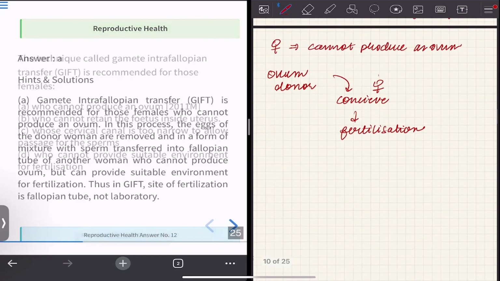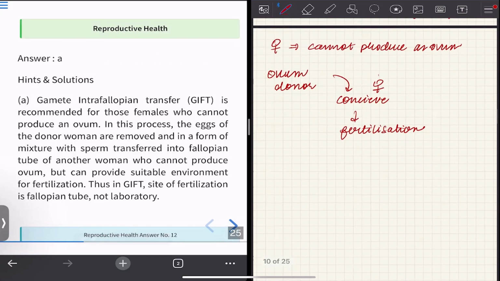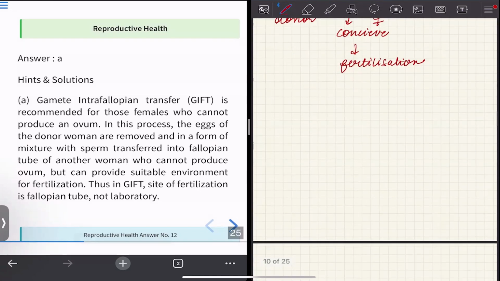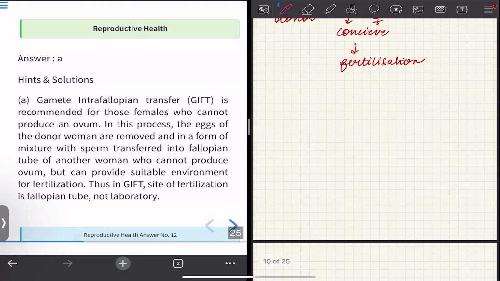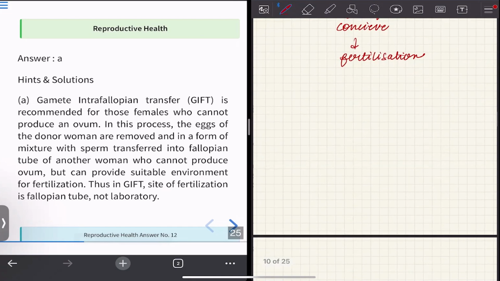Okay. So in this process, the eggs of the donor women are removed, and in the form of a mixture with sperm, they are transferred into the fallopian tube. The fallopian tube and other structures are normal. There will be proper fertilization, implantation and development.